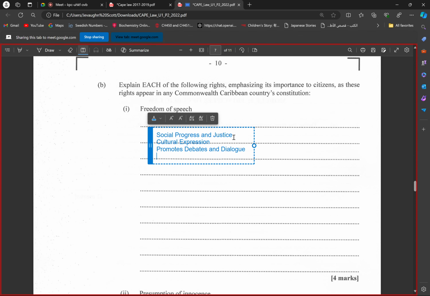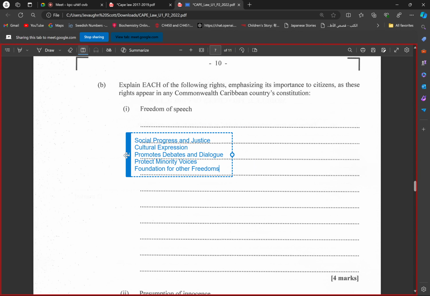I'm just writing some points that some persons could use to protect minority voices. But one important thing about the freedom of speech is that it is a foundation for other freedoms. Because it can promote the freedom of religion, the freedom of press, the freedom of assembly. All of these things are propagated via the freedom of speech. So speak about the propagation or the protection of other freedoms through the freedom of speech as well. So I have a lot of things that we can talk about there.